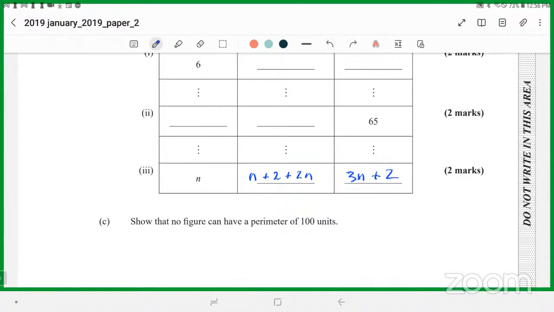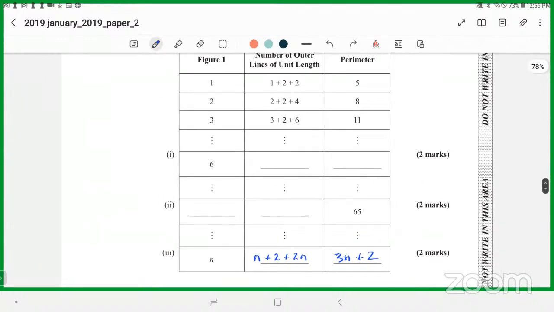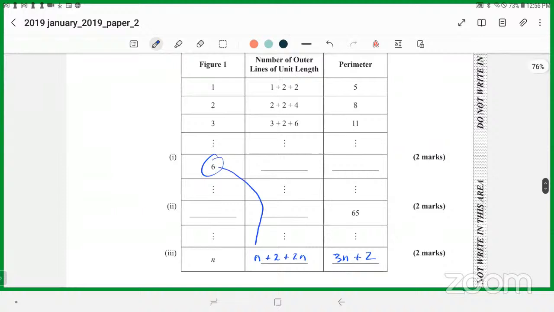Once I have this now, I can fill this out, right? So here the 6 is the n and 2n. So here becomes 6 plus 2 times 6, which is 12. And then here I'm dropping the 6 in the formula for this line. 3 times 6 is 18, 18 plus 2 is 20. So this figure right here is 20.